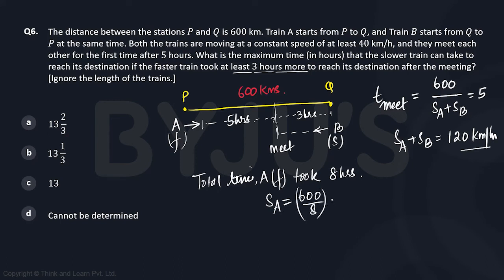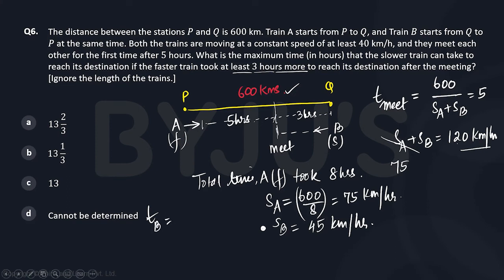600 by 8, which is going to be 75 kilometers per hour. Now, if the speed of A is 75, we know that the speed of B is going to be the remaining, which is 45 kilometers per hour. Now, we know what the speed of B is, and we know how much distance B has to cover. So the time taken by B to cover the entire distance is going to be 600 divided by 45.